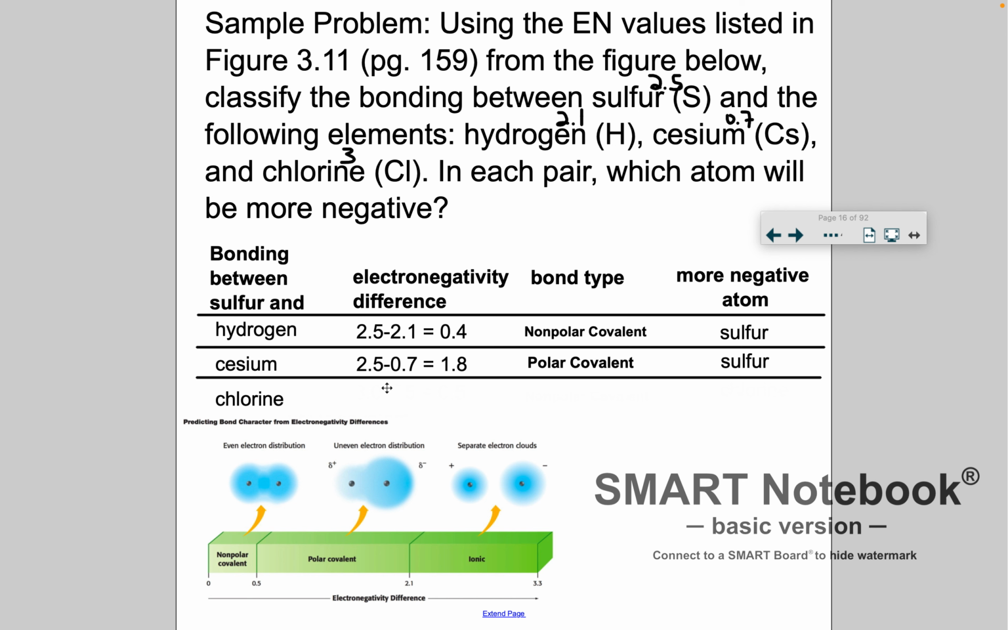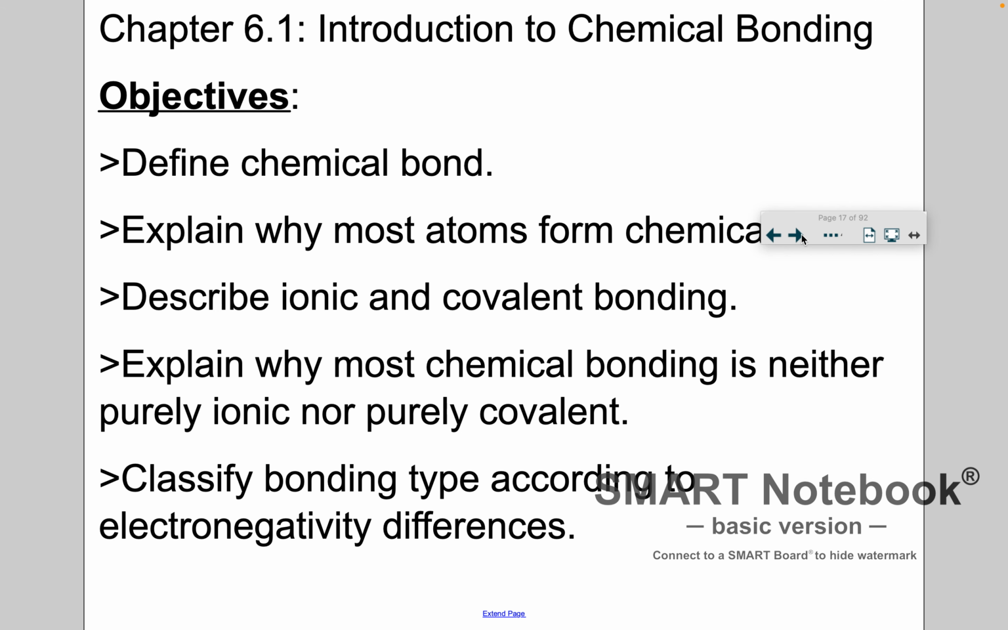Okay, chlorine. Subtract the two, sulfur and chlorine, 2.5 from 3. So you just always subtract from the larger one. You should not end up with negative values, is what I'm trying to say. You get 0.5. That one's right on the dot. So why did I put nonpolar covalent? I think it's more likely polar covalent. But in this case, chlorine is going to be your more negative atom.